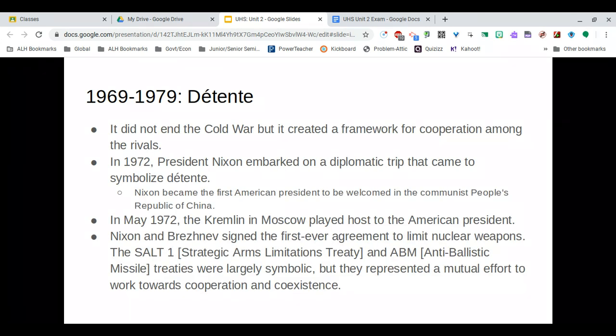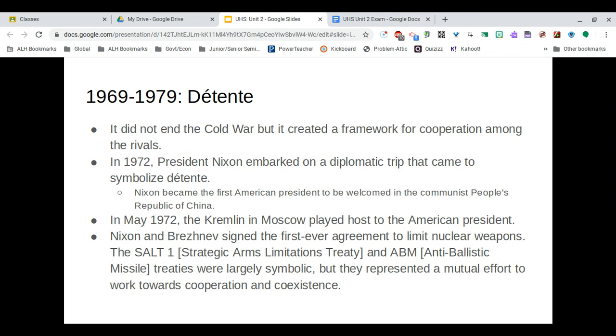So in detente, it didn't end the Cold War. The Cold War still existed. However, you started to see both sides start to realize we need to figure something out. It's going to start with President Nixon, who is going to be the first president to go to communist China. He goes in 1972.